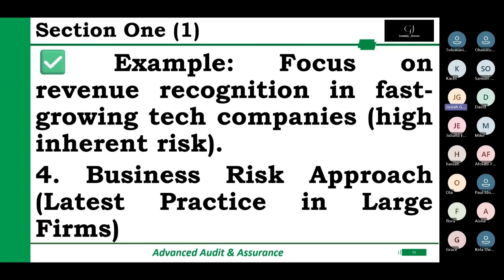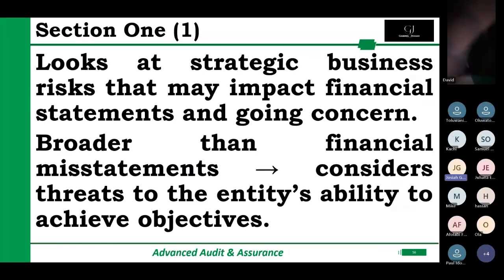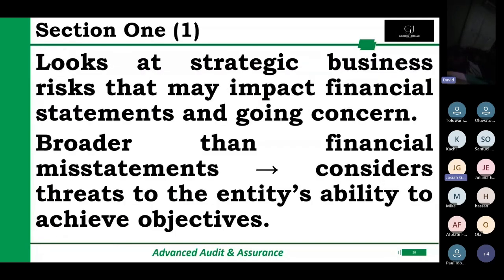And this strategy or model will help to focus on high-risk areas, especially, for example, a tech company. Then the business risk approach, which is the latest practice in large firms, looks at strategic business risks that may impact financial statements and the going concern, the future existence of the business. So the business risk approach is actually for larger firms.